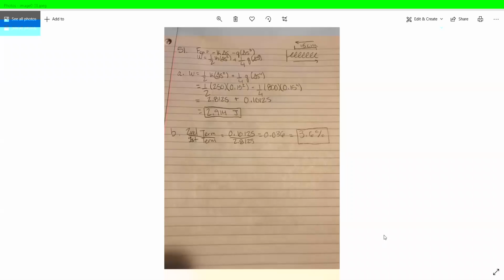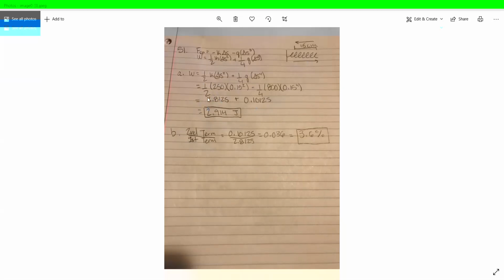Part A asks how much work must you do to compress this spring 15 centimeters. Note by Newton's third law, the work you do on a spring is a negative of the work done by the spring. So for part A, you have the work equation, which you can get by taking the antiderivative or integrating the force equation. And from that, you can plug in your k and your q that it gives you as 250 and 800.